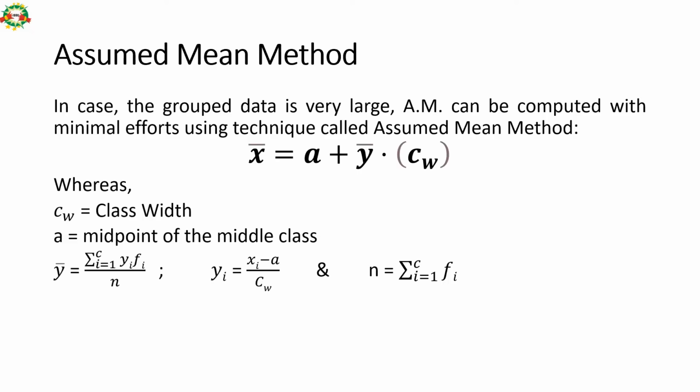multiplied by class width. So this is the formula for calculating y bar, whereas y is equal to xi minus A divided by cw, class width, and n is equal to sum total of frequency, fi, i is equal to 1 to c.